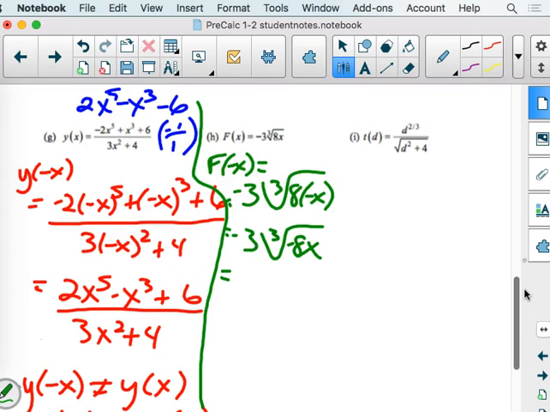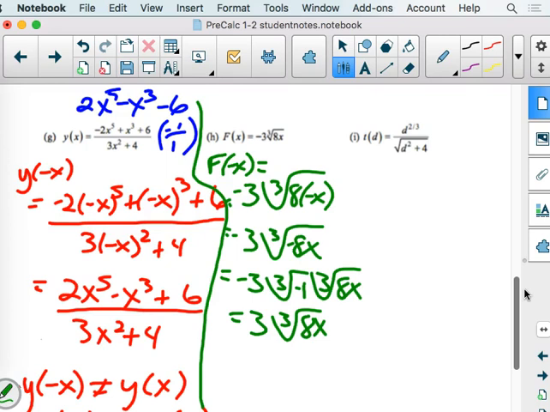So what we would do is this. Negative 3 times the cubed root of negative 1, and then the cubed root of that 8x would stay right there. Well, that's, of course, negative and a negative, which makes a positive.